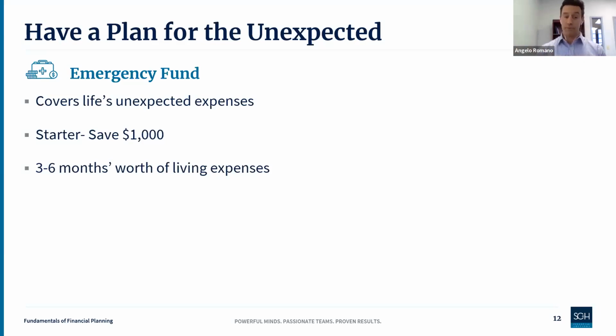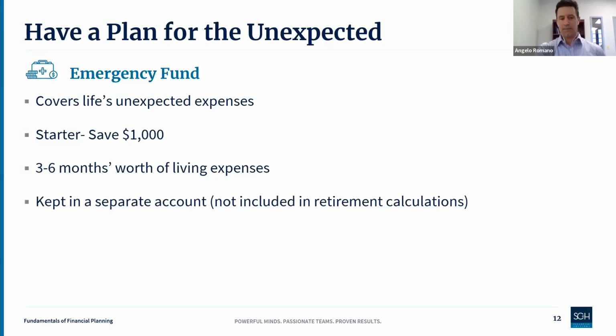Once you're ready to actually build your full emergency fund, we recommend 3 to 6 months worth of expenses. And you're probably saying, well, how do I know if it's 3 or 6? Well, we recommend staying towards the 3 months of living expenses if you have a 2-income household, and closer to the 6 months if you only have a single income household. And like I said before, keep it in a separate account.